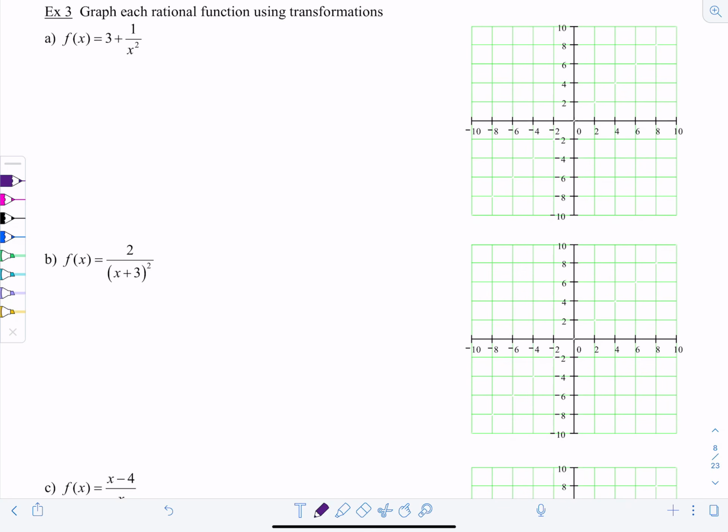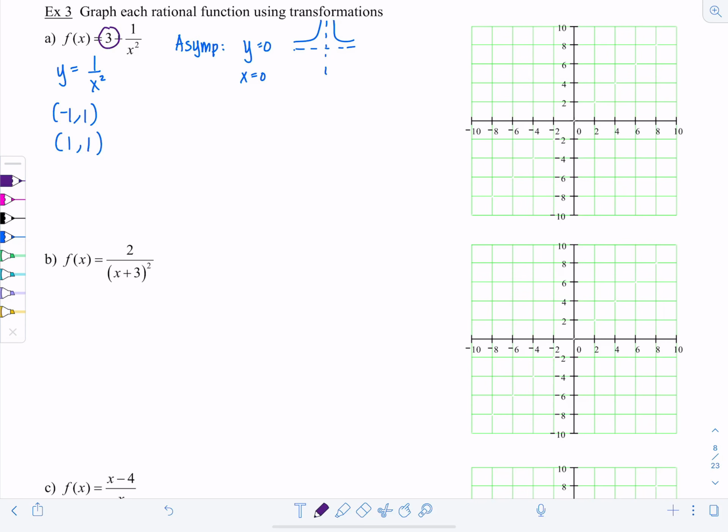So f of x equals 3 plus 1 over x squared. The parent function that we're working with is y equals 1 over x squared. If you'll remember, the key points were -1, 1, 1, 1. We had asymptotes at y equals 0 and x equals 0. Do you guys remember what the shape was? It's like this kind of a thing. Okay.